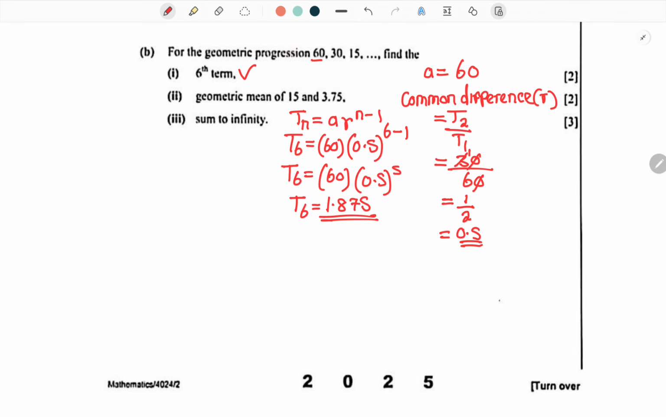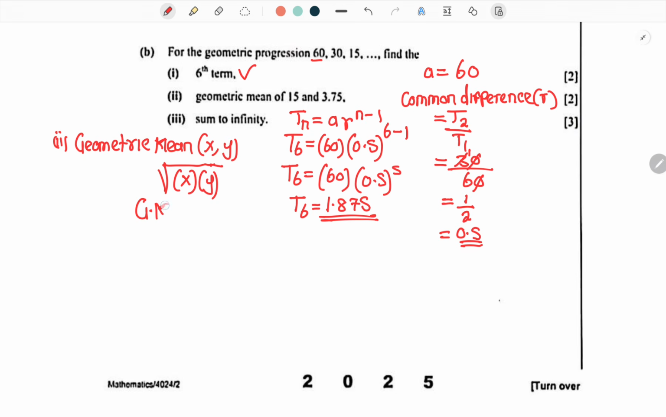The second question was asking us to find the geometric mean of 15 and 3.75. Okay, now how do you find geometric mean? The geometric mean of two numbers x, y is given by the square root of those numbers multiplying them. So this is how you find the geometric mean of two numbers.